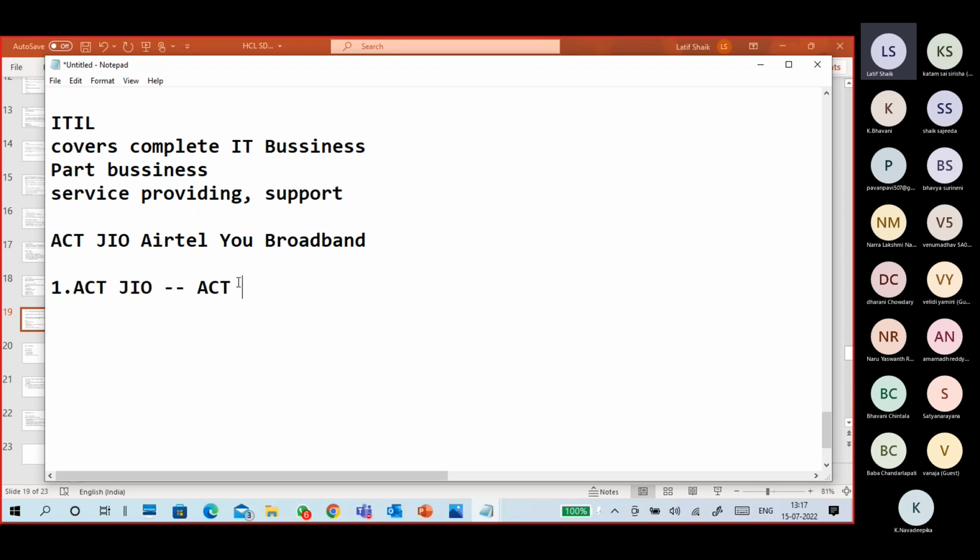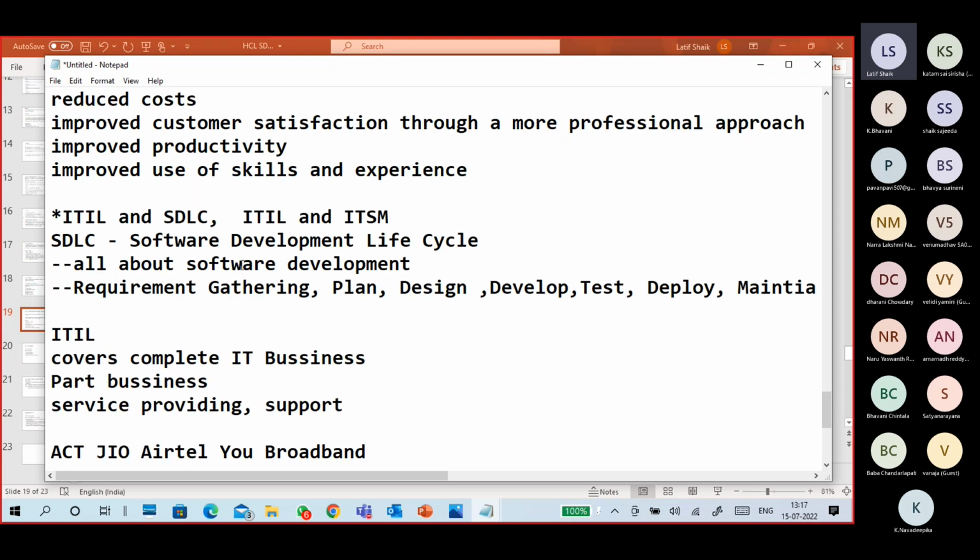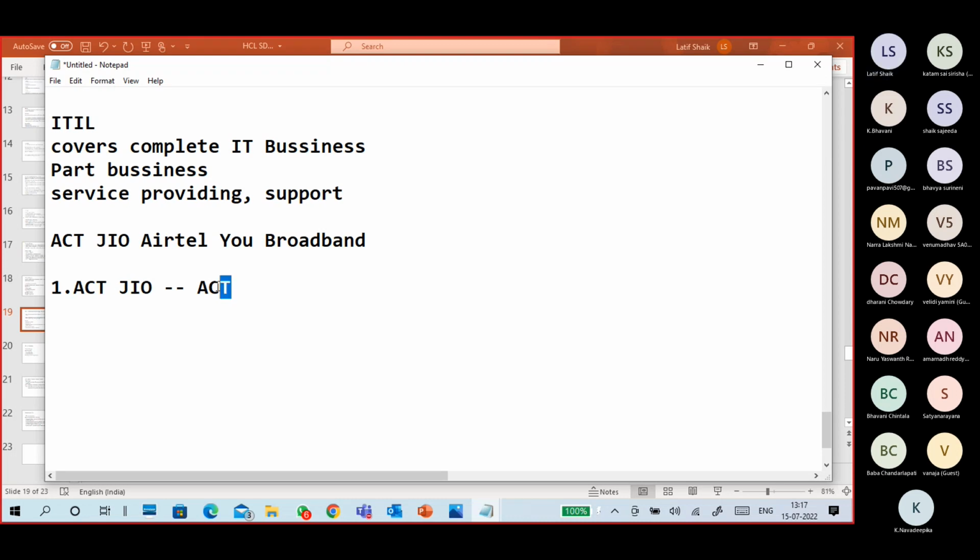I'm talking about just the steps in the process. ACT provides internet services, and I want an ACT connection. From the customer side, I'm talking about taking a service and supporting a service. So I went to the ACT guy and asked the first query: how much for a broadband connection? He will tell the price list and speed information.